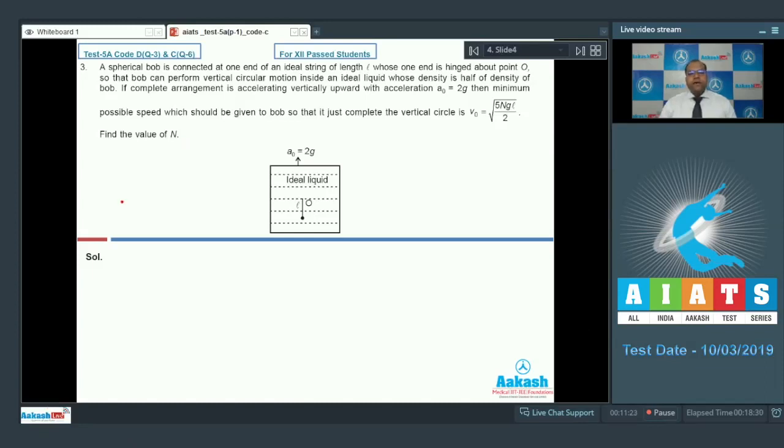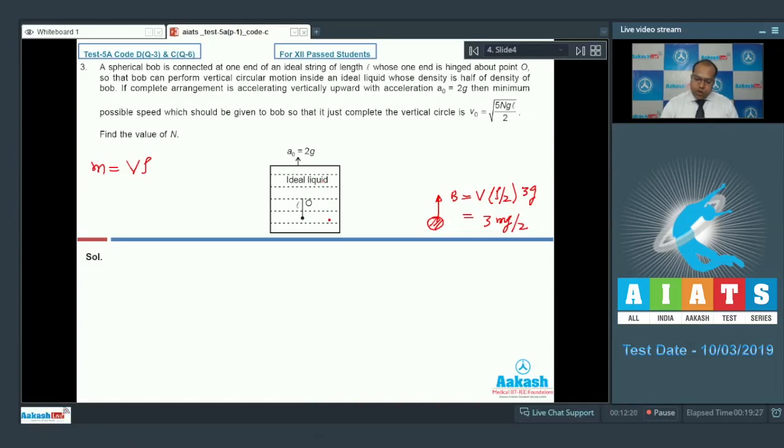So in the given question, the fluid is accelerating vertically upward. So if I see the free body diagram of the bob, then the buoyancy is acting in this direction, and the value of the buoyancy in this case is the mass of displaced liquid. Then m can be written as volume of the bob, that is v, into the density of the bob, that is rho. So in that case it can be written as v into density of liquid, that is rho by 2, into g plus a, so that is equal to 3g. So it is equal to 3 mg by 2. So this is the value of the buoyancy in the case of the accelerated fluid.